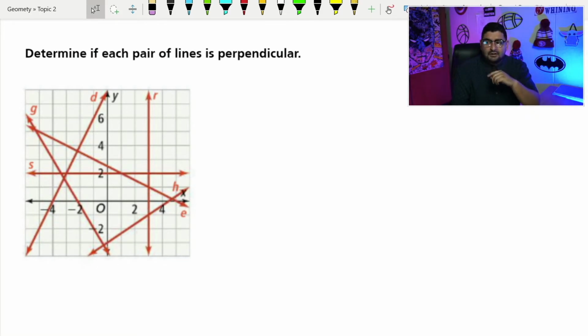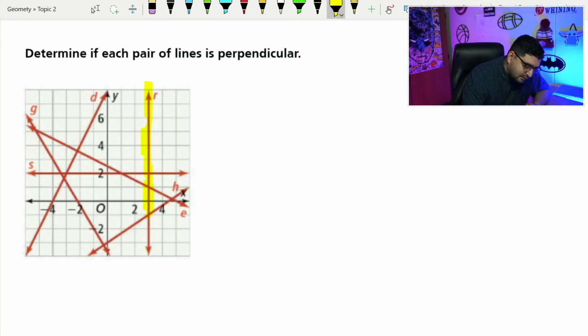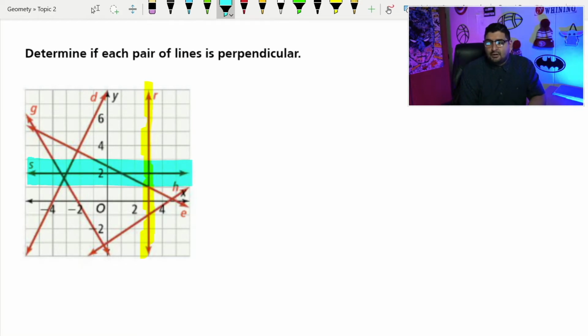Right off the bat though, here I can see one of the examples that I saw above, where I have one vertical line and one horizontal line, and these two lines are crossing each other. Here I can see that I have line R highlighted in yellow, and line S, highlighted in blue, is horizontal. So we have line R and line S. We know that because one of them is horizontal and the other line is vertical, these two lines right off the bat would be perpendicular.